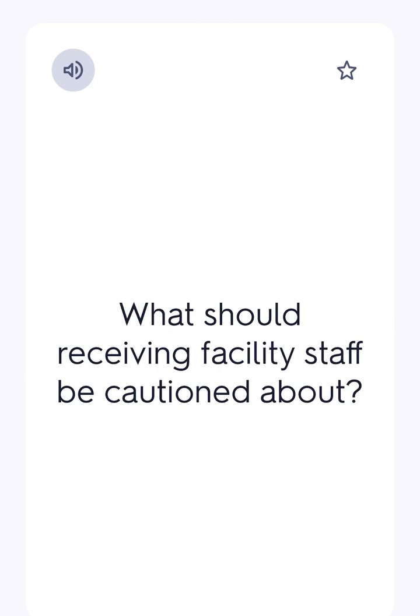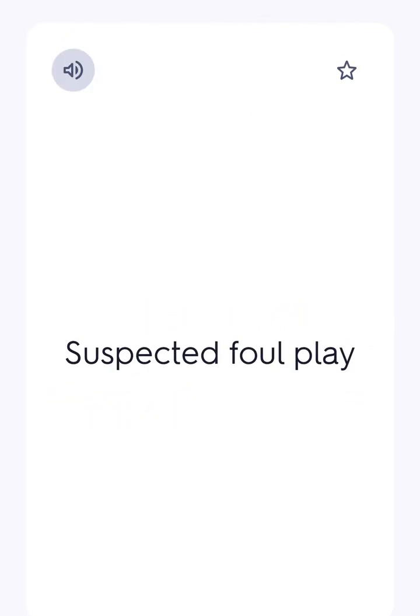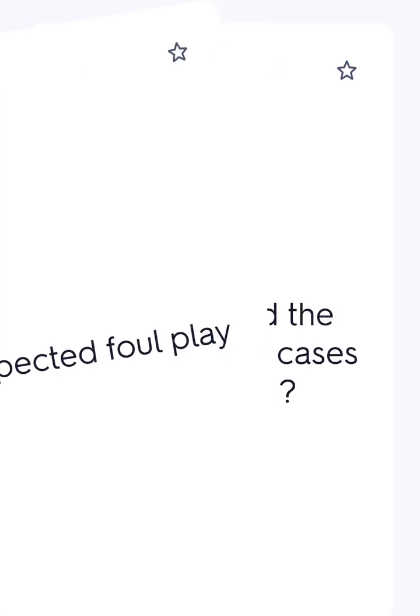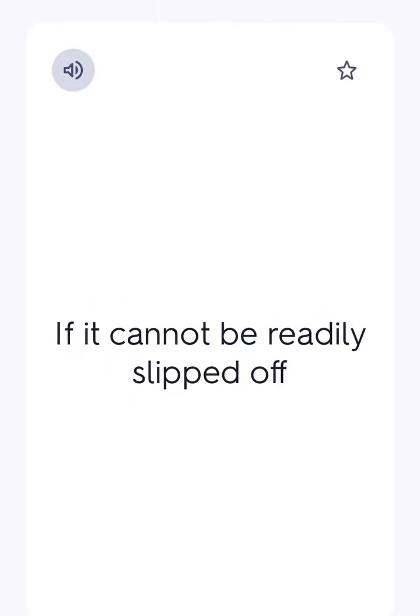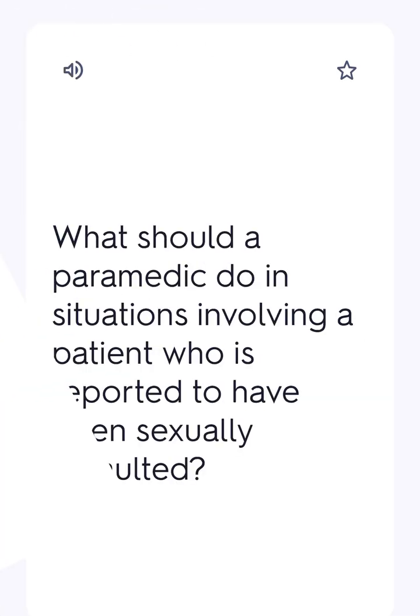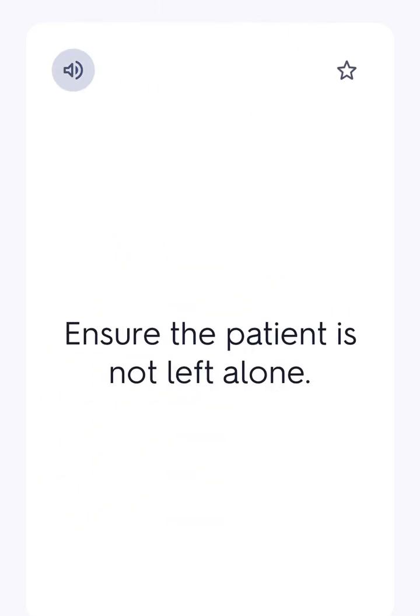What should receiving facility staff be cautioned about? Suspected foul play. When should the rope be cut in cases of hanging? If it cannot be readily slipped off. What should a paramedic do in situations involving a patient who is reported to have been sexually assaulted? Ensure the patient is not left alone.